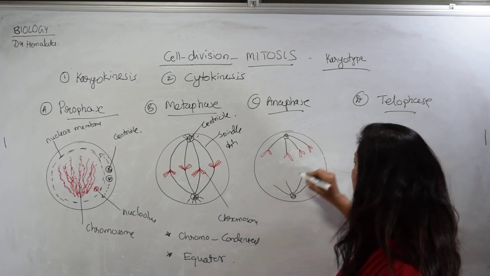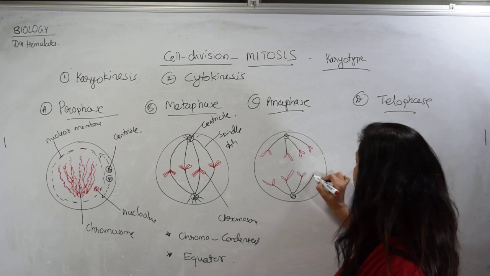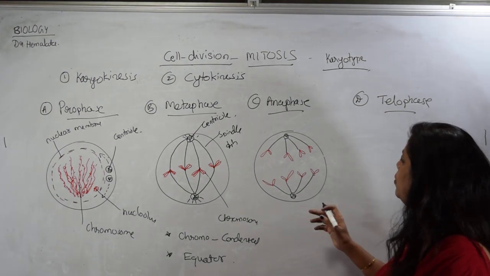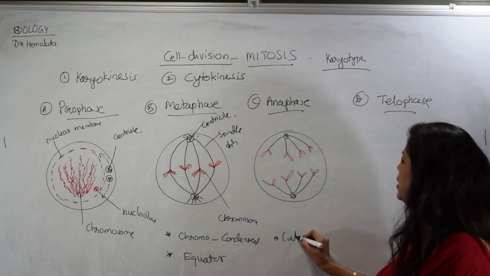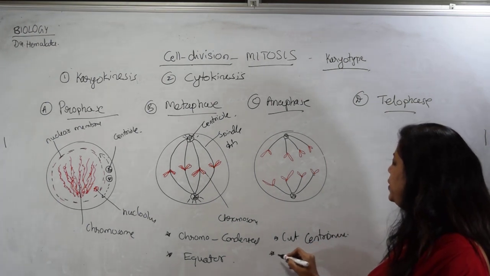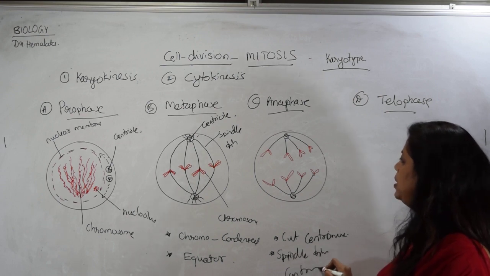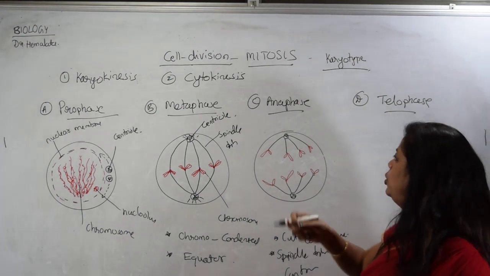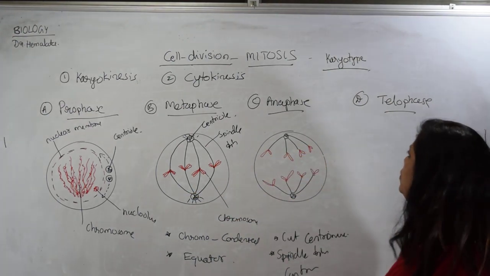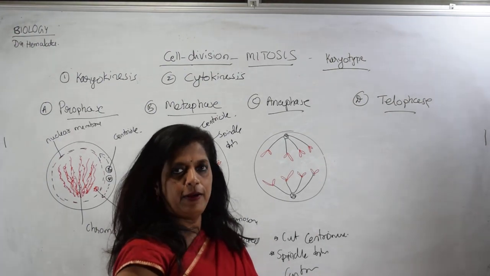You can see they are bivalent-like things. This is the way they are pulled towards the respective poles. This is the anaphase. So what are the points to remember in this? The chromosomes are cut at the centromere position. And the spindle fibers begin to contract. Spindle fibers get contracted, meaning they are elastic, and they pull towards the respective poles. Therefore, the chromosome number that has doubled is now separated here. Now, telophase is the stage where the division is completed and they have already reached the respective poles.